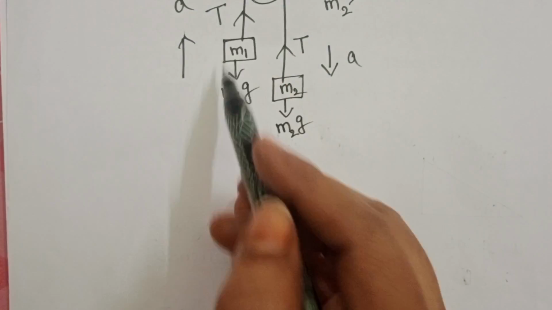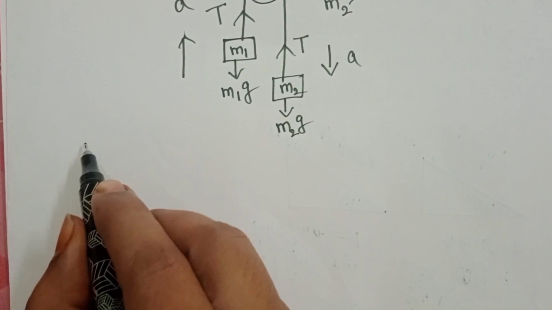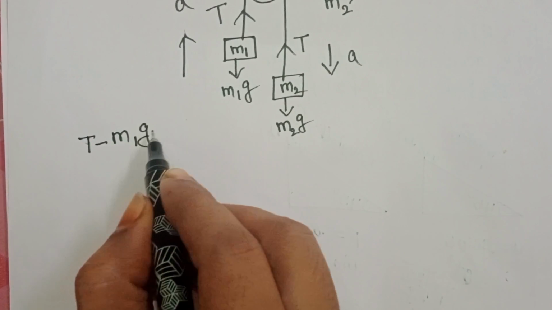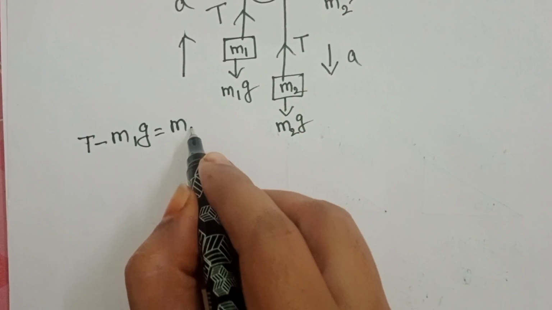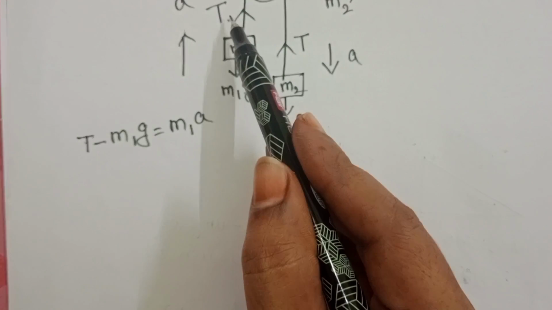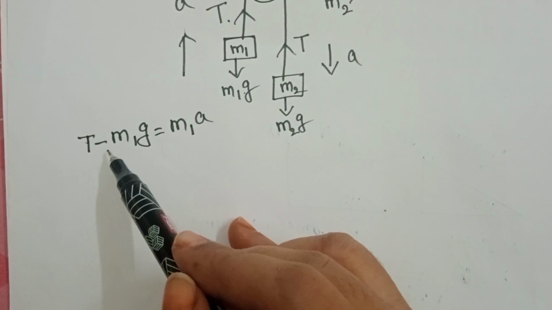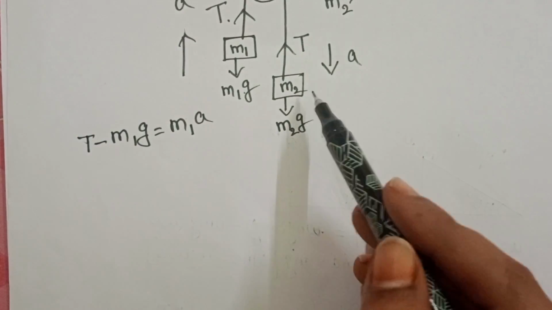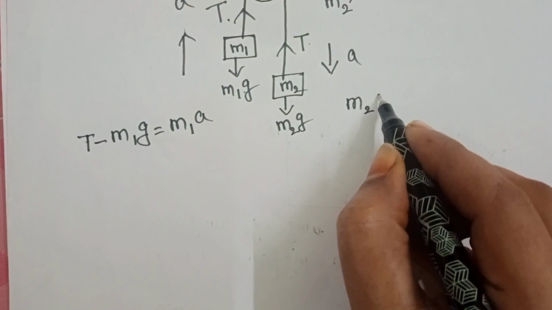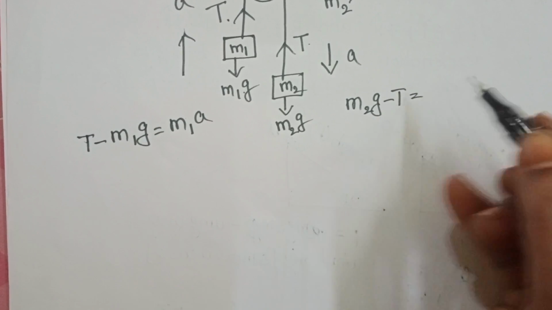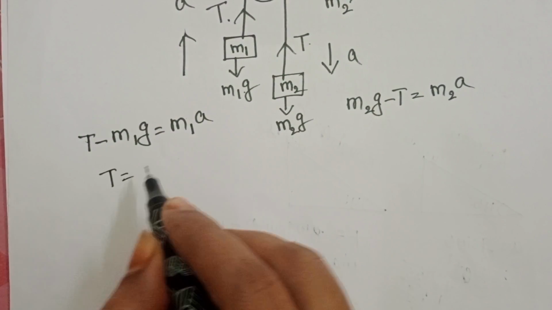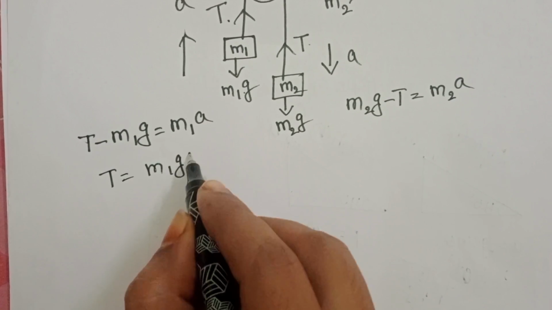So first write the equation for the first block. Tensional force minus weight of the block is equal to resultant force, that is mass into acceleration. Here weight is less than the tensional force, that's why T minus m1g. And here weight is greater than the tensional force, that's why m2g minus T is equal to m2a. From this, T is equal to m1g plus m1a.